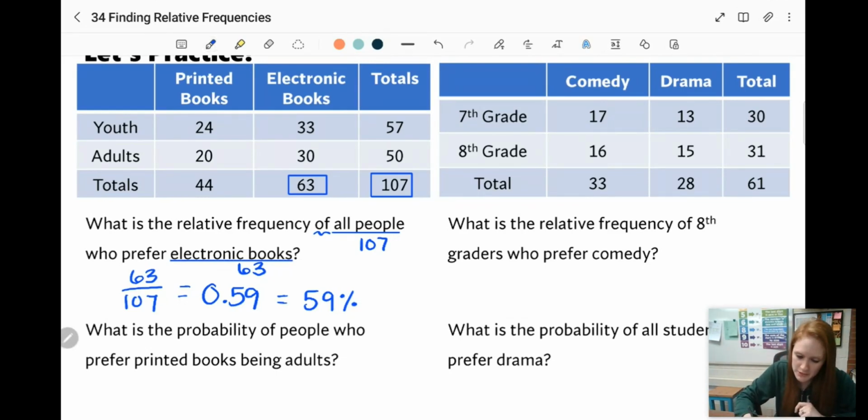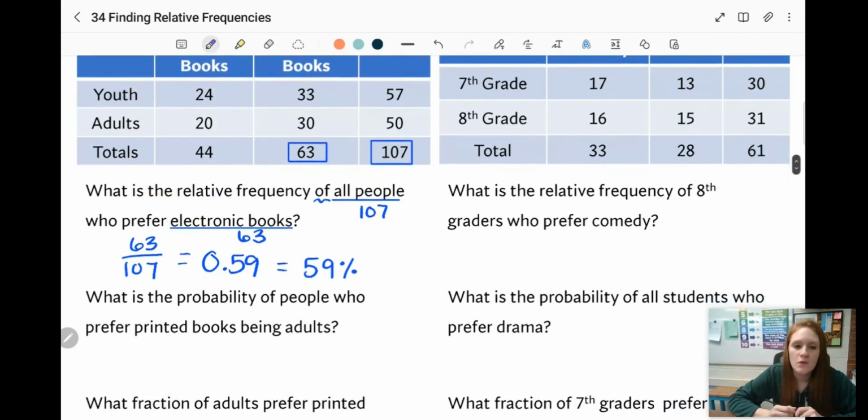Okay, I'm going to switch my color here for our next question. It says, what is the probability of people who prefer printed books? That's a long one.